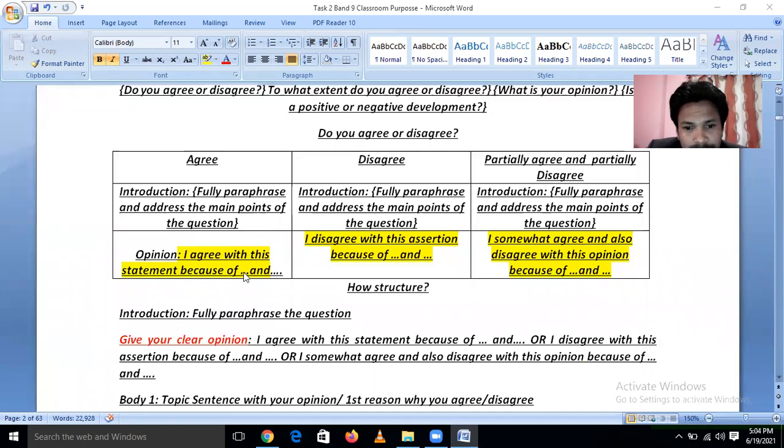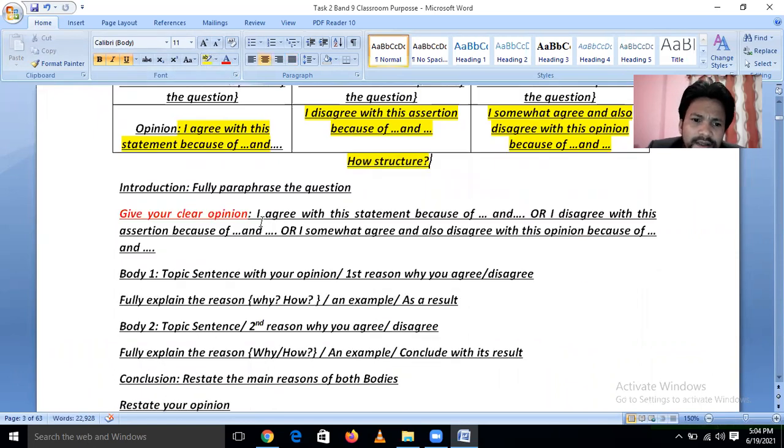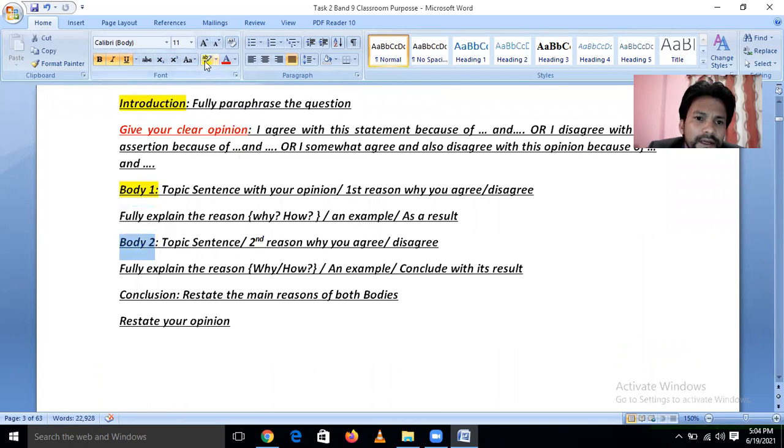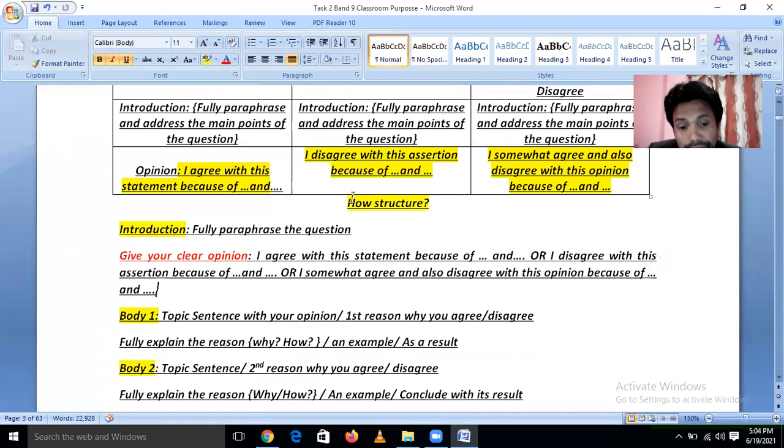And then let's talk about how to structure this essay, the generic structure. First of all, we have 4 paragraphs: introduction, body 1, then body 2, and finally the conclusion. Remember, in all these four types of essays, you need to clearly take your position throughout your essay, from introduction to the conclusion.